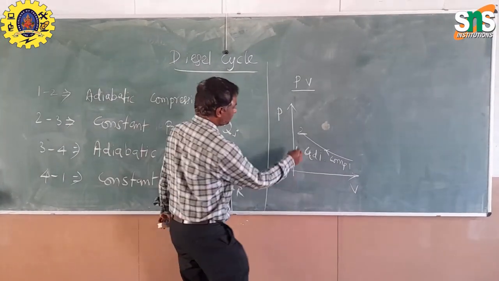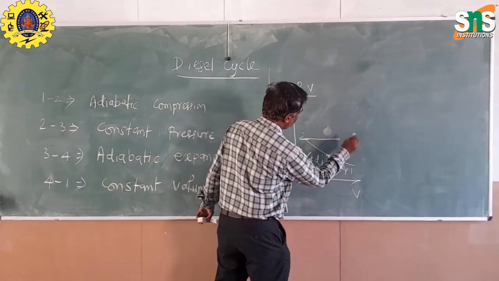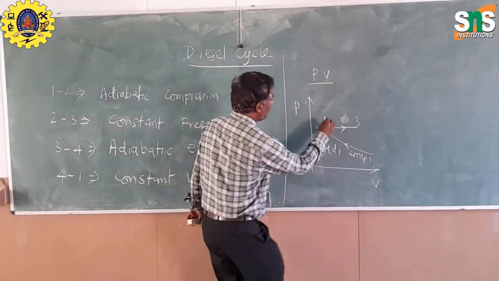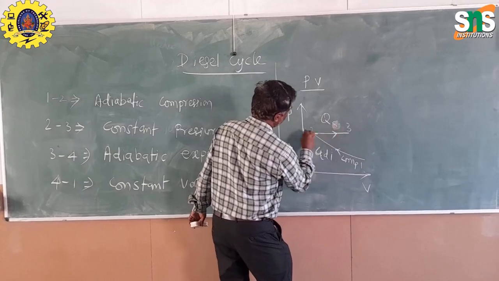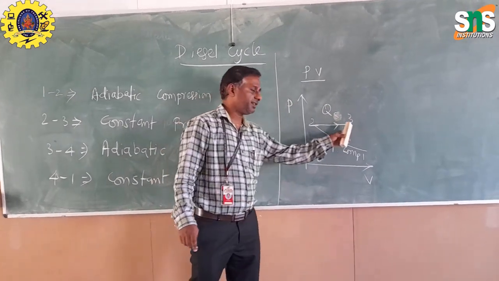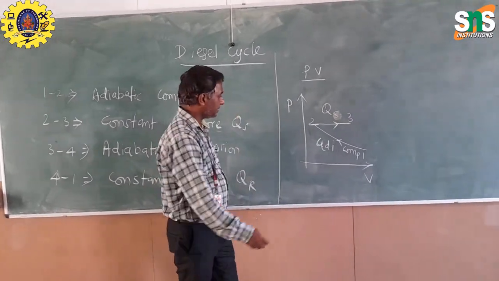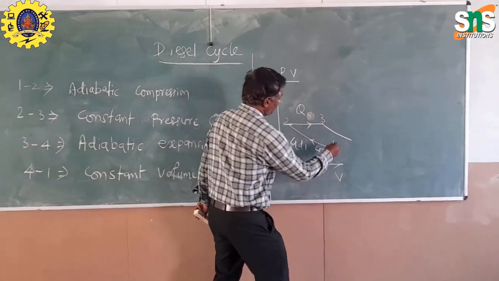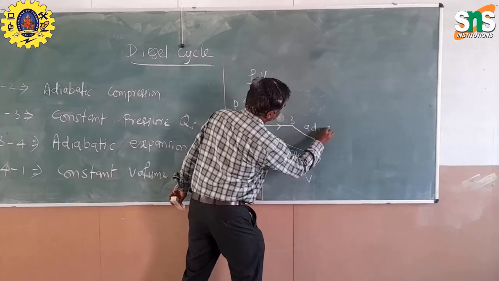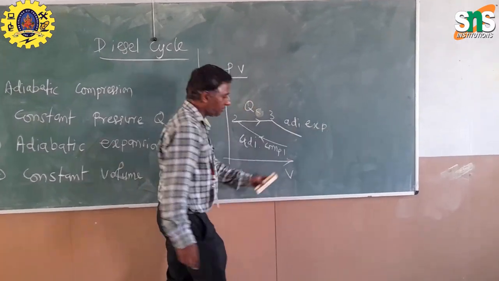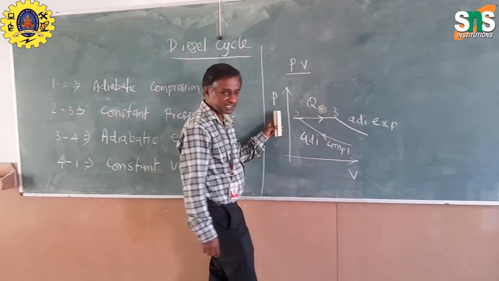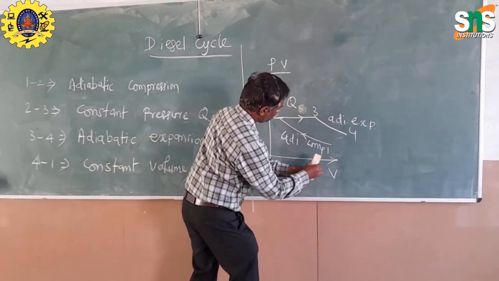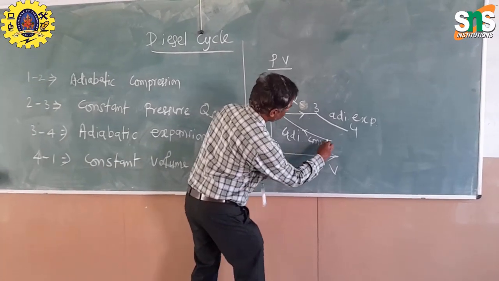And the second one is 2 to 3. This is a heat addition process at a constant pressure. The pressure is maintained constant, so it is a horizontal line. And the third one, 3 to 4. 3 to 4 is an adiabatic expansion process, so the volume keeps increasing and the pressure keeps decreasing in 3 to 4. The first point will be here.